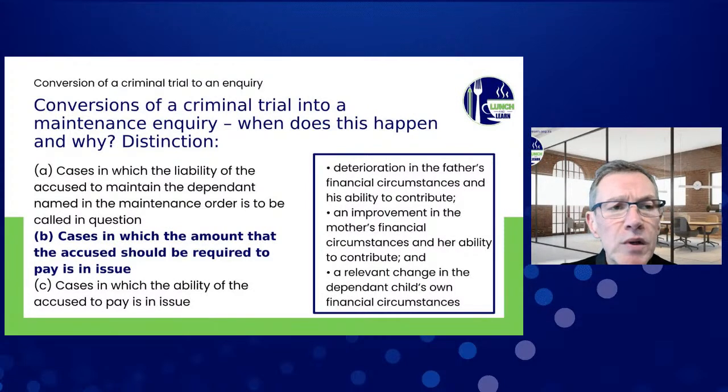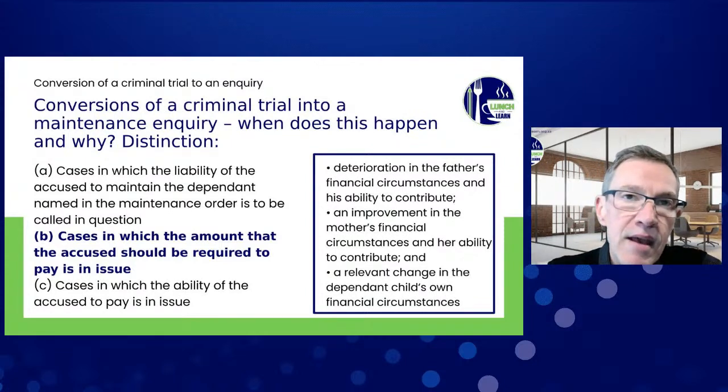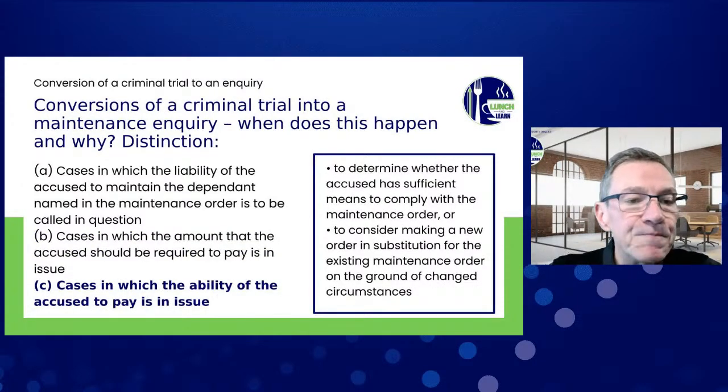And the last one, which we don't see that often, is when there is a relevant change in the dependent child's own financial circumstances. Now, that is basically a contradiction in terms, because they are still a dependent child, but the child might receive a bursary from the state, or they might have part-time work. And then the situation and the needs of the child might change. And that would also warrant grounds for a conversion into a maintenance inquiry.